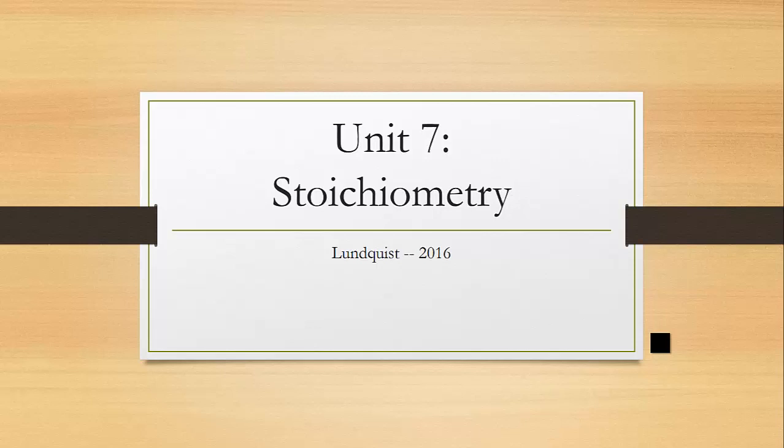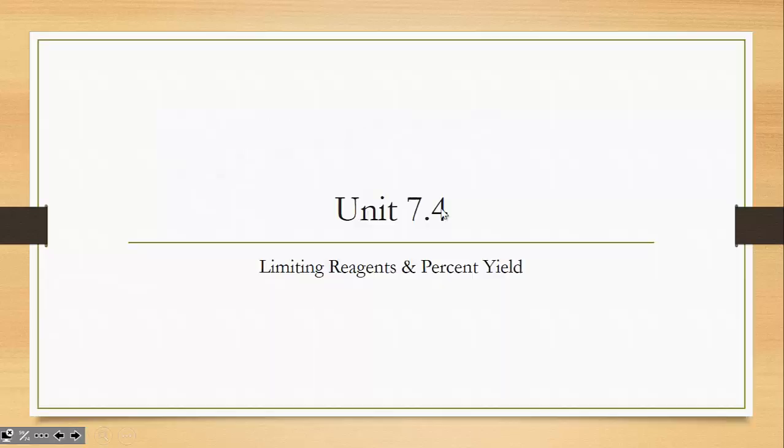Welcome back, students, to Chemistry, Unit 7, Stoichiometry. Today we will be talking about Unit 7.4, Limiting Reagents and Percent Yield.